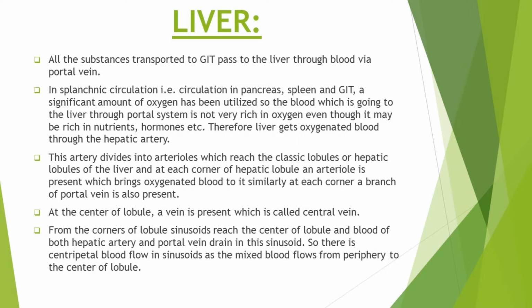Splanchnic circulation is the blood flow to the abdominal gastrointestinal organs, which include the stomach, liver, spleen, pancreas, small intestine, and large intestine. In this splanchnic circulation, a significant amount of oxygen has been utilized. So the blood which is going to the liver through the portal vein is not very rich in oxygen, even though it may be rich in nutrients, hormones, and other substances. We can say that the blood going via the portal vein to the liver is deoxygenated blood, because its oxygen content has been utilized by the splanchnic circulation.